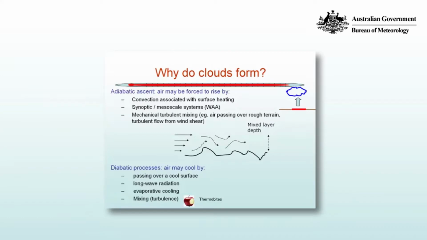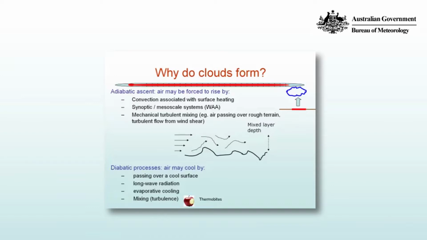Adiabatic ascent. Air may be forced to rise by convection associated with surface heating, so parcels of air through surface heating become warmer than their environment and are forced to rise. Via synoptic or mesoscale systems where warm air advection occurs and parcels of air rise on a large scale. Via mechanical turbulent mixing, so air passes over rough terrain and is forced upwards, or turbulent flow from wind shear.